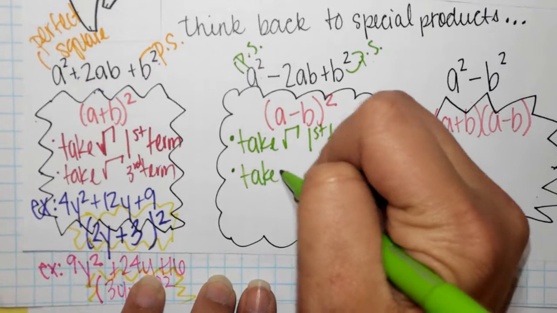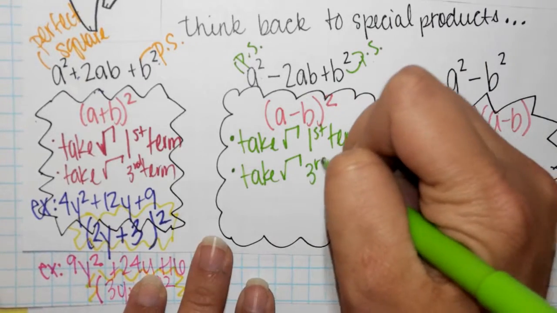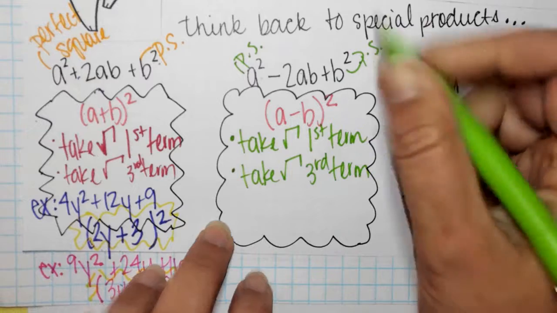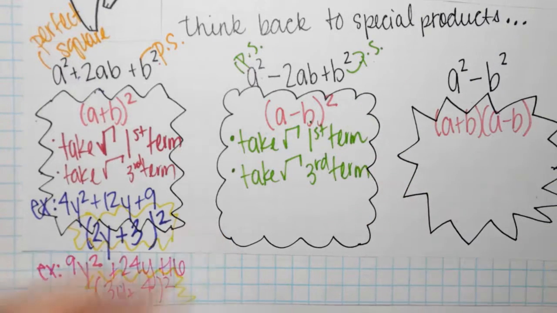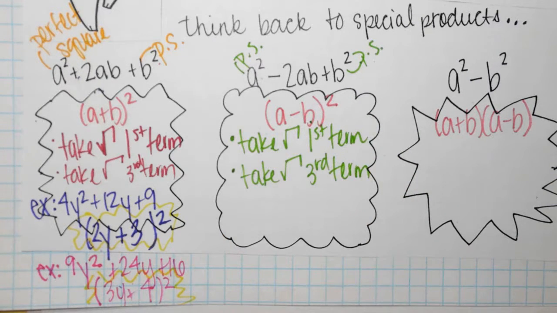Alright, then you take the square root of the third term. What's the square root of b squared? Then you slap a squared on it and a minus. Why do I put a minus on it? Because b is negative and c is positive, so you'll have two negatives.